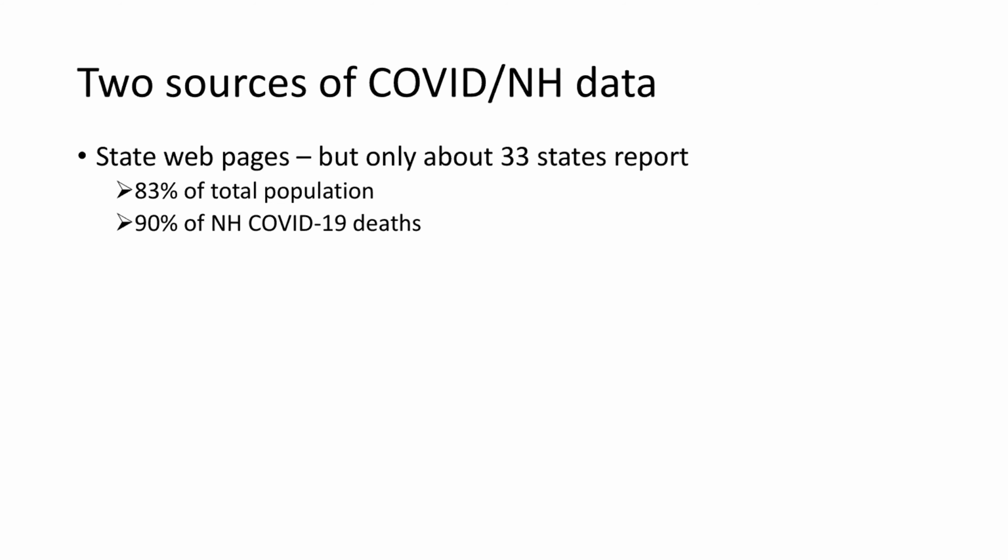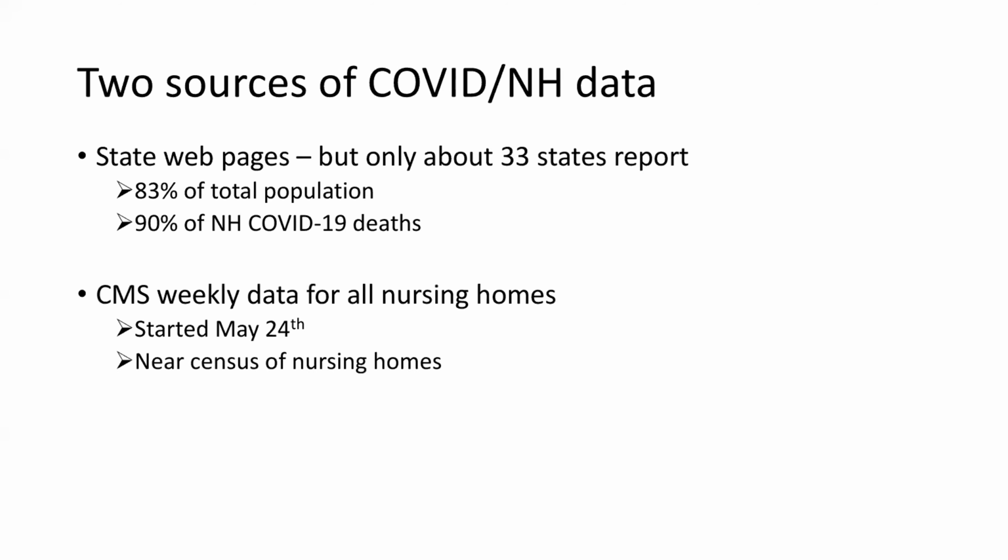we can analyze. The first option comes from state web pages. So 33 states are regularly updating their state dashboards with the number of cases and number of deaths that are occurring in nursing homes. And these are fairly large states. So about 83% of the total population is covered by these 33 states and 90% of nursing home COVID deaths. Now we want to look at individual nursing homes because we're trying to say something about the relationship between quality and deaths. And so we're going to use CMS data.